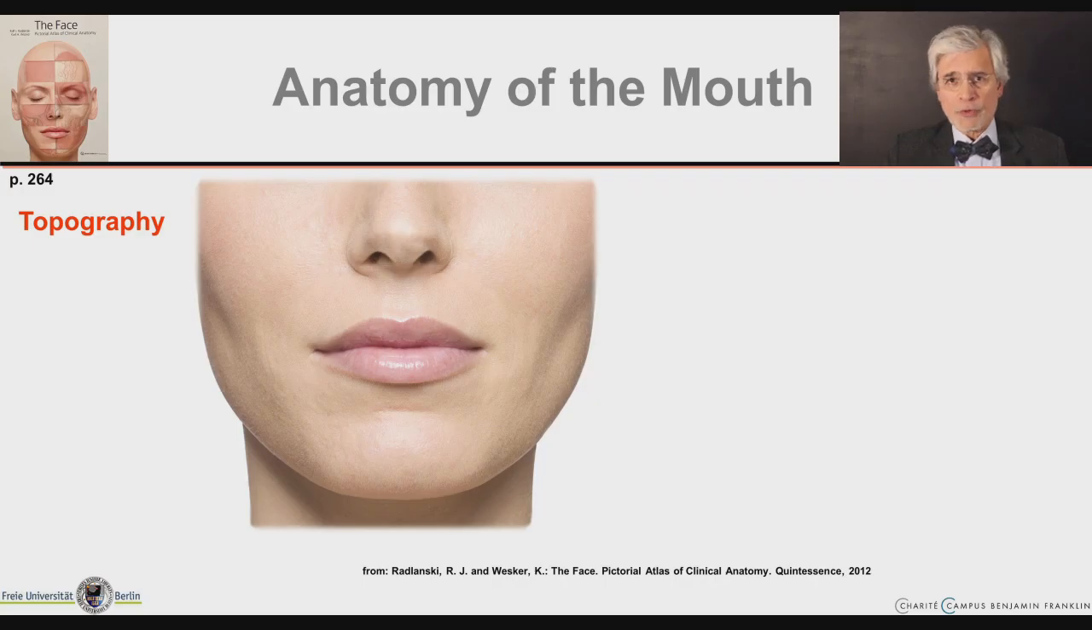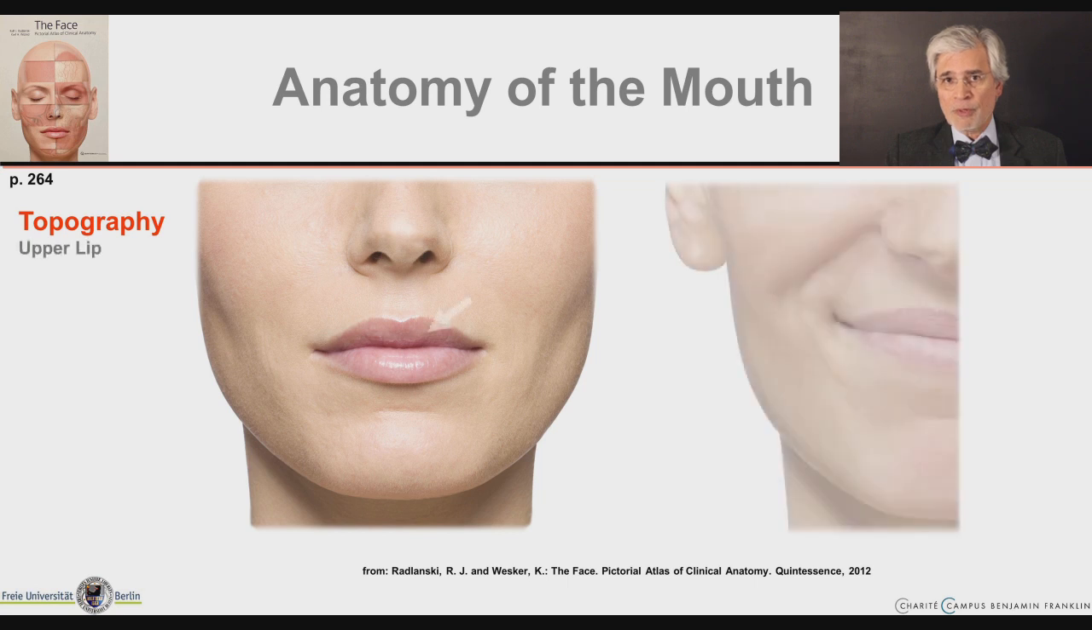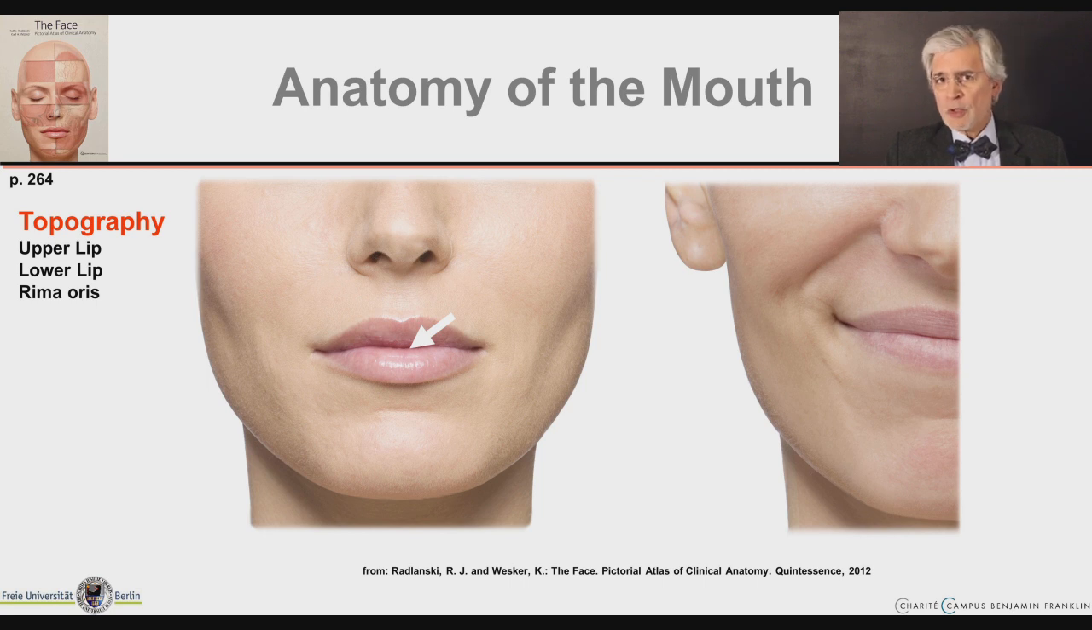Looking from the surface, the lips are special to the mouth. The upper lip and the lower lip, and also the entrance of the mouth. When the lips are closed, then we can only see a small gap, the rima oris. On the upper lip, the philtrum and the cupid's arch are characteristic. Cupid, of course, is Latin and means lust or desire. The arch on the upper lip is also called Cupid's arch. Cupid is the son of love.